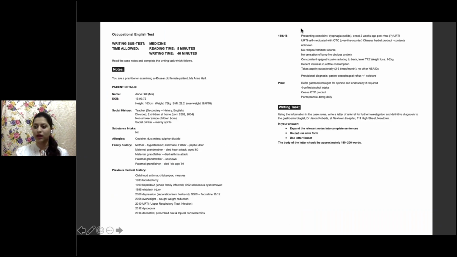So this is how your writing test will look like. So this is how a model paper would look like. You will have the notes, and very structured notes, actually. It's very easy to follow. And then you will have the question. So this is the question, and they will tell you what to do in the task.